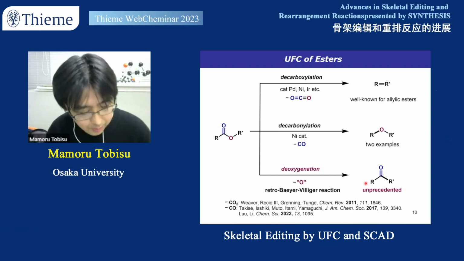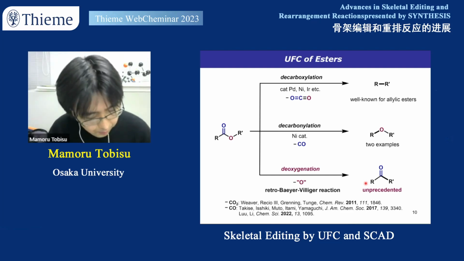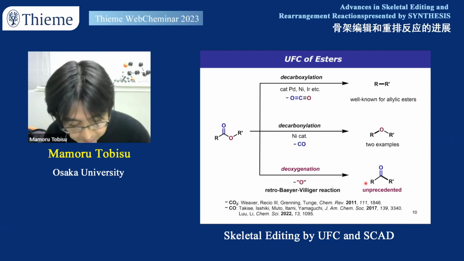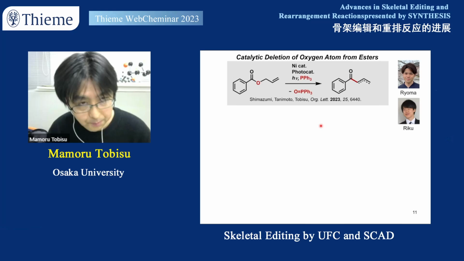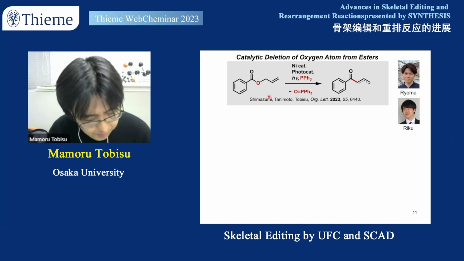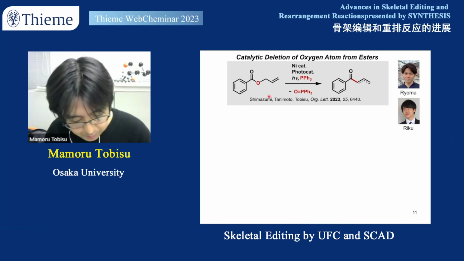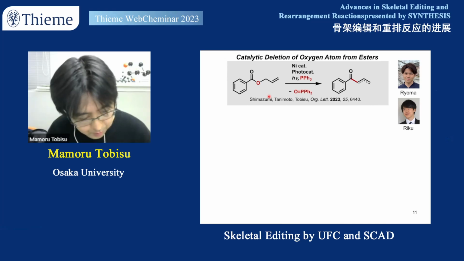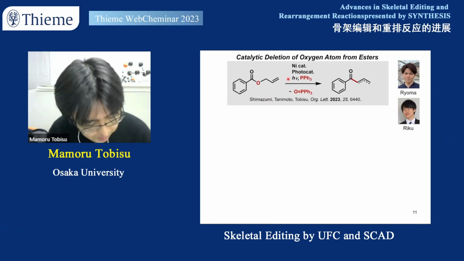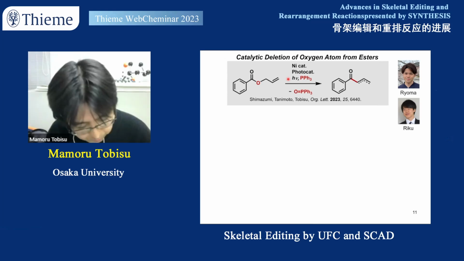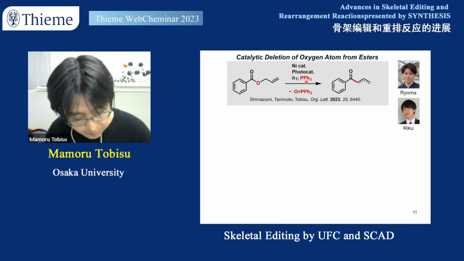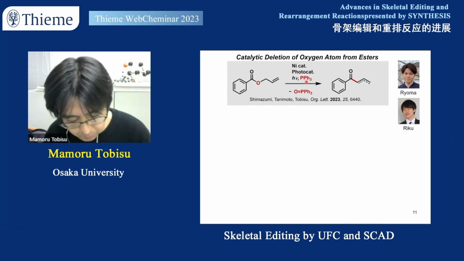Quite recently, we have developed the first example of catalytic deoxygenation of esters, as you can see in this slide. The allylic esters can be deoxygenated under photoirradiation by the dual use of a nickel catalyst and a photoredox catalyst in the presence of one equivalent of triphenylphosphine. Triphenylphosphine serves as a stoichiometric reductant to accept an oxygen atom from the ester.